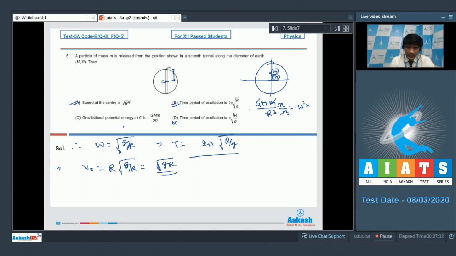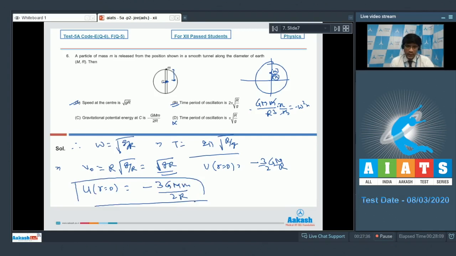Gravitational potential energy at C. We know that at this point, the gravitational potential at the center happens to be minus 3 by 2 GM by R. So the potential energy would simply be m multiplied with this factor. That means U at r equal to 0 would be minus 3 G capital M small m divided by 2R. So we are getting option A and B as the correct answer for question number 6. Now we shall proceed to question number 7.